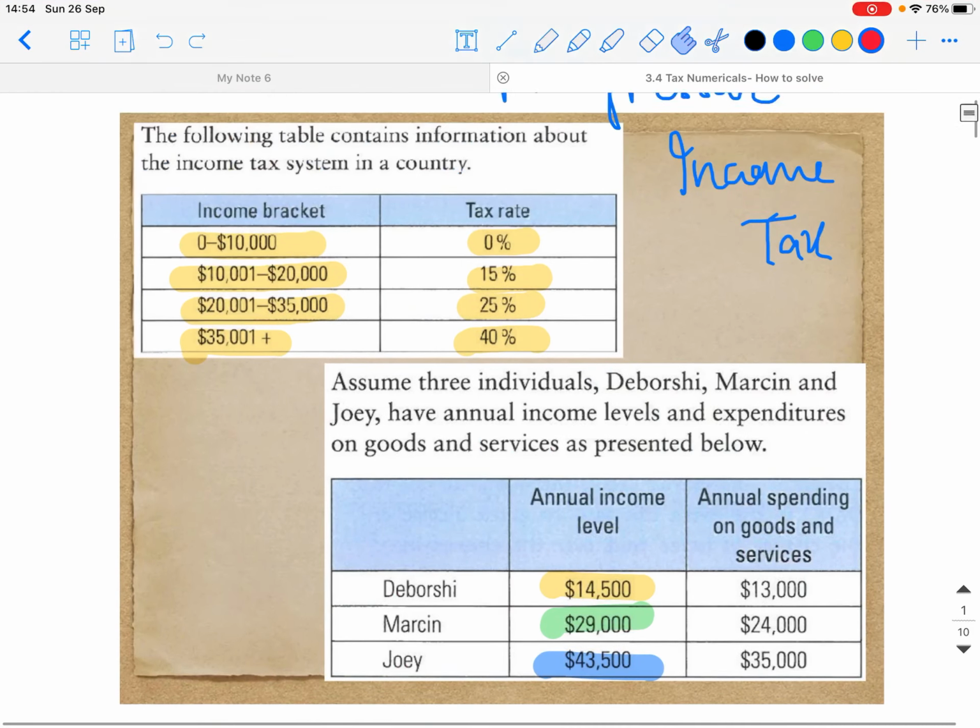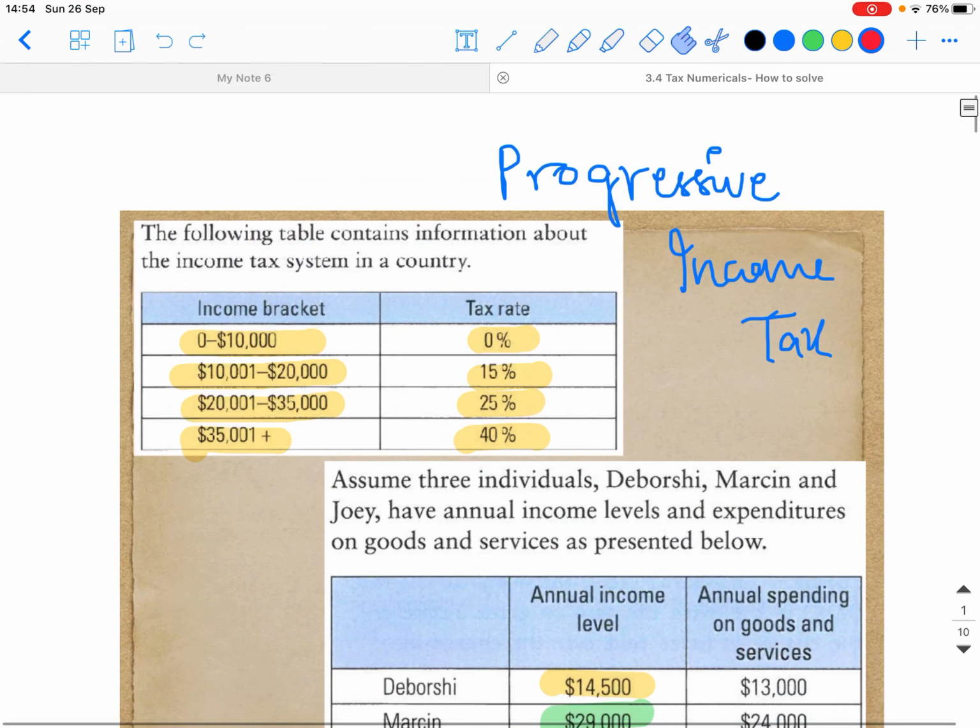So we're going to see how to do the progressive income tax numerical. So in the question, you will already get the income tax brackets and the tax rate applicable to each income bracket. So the first one that you can see, it is income bracket up to 10,000. So up to 10,000 there is no tax.